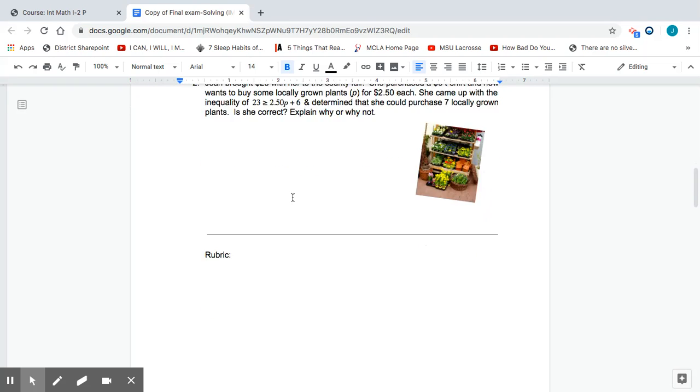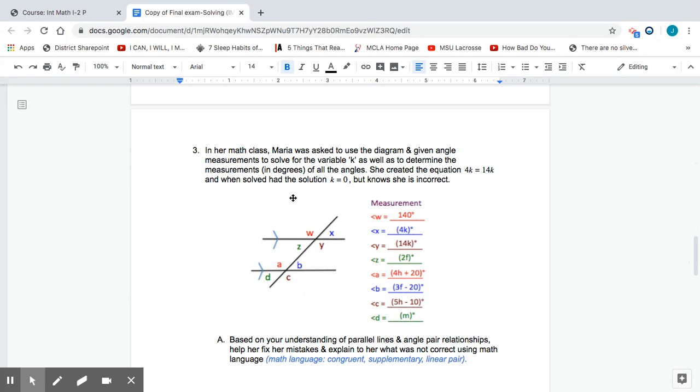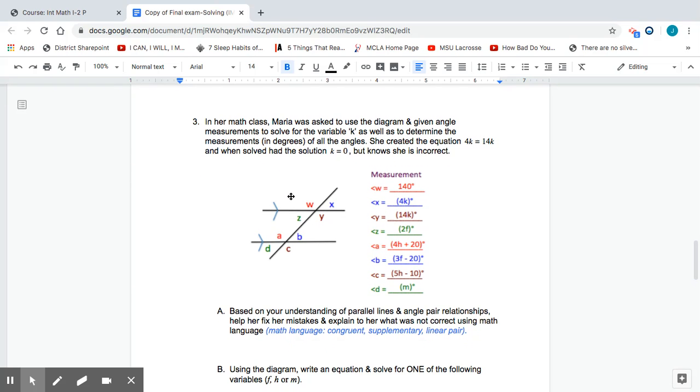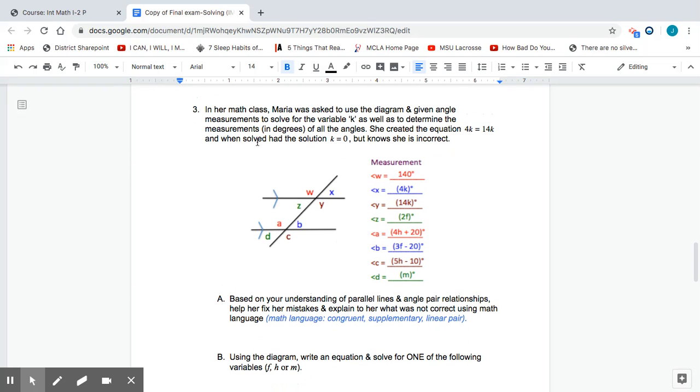That's question 2. For question 3, it says in her math class, Maria was asked to use the diagram and given angle measurements to solve for the variable k, as well as to determine the measurements in degrees of the angles. She created the equation 4k equals 14k. And when solved, had the solution k equals 0, but knows she is incorrect. And there are different measurements.